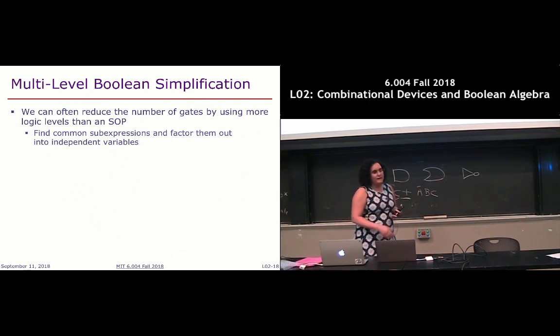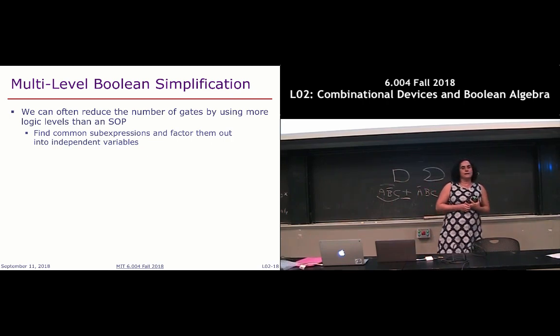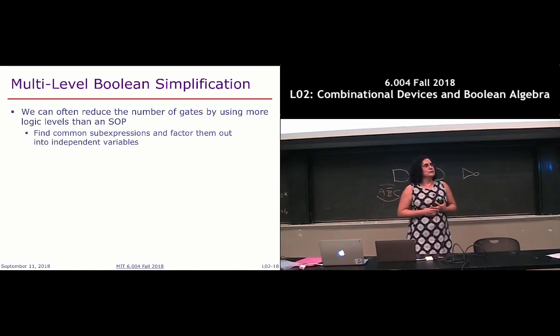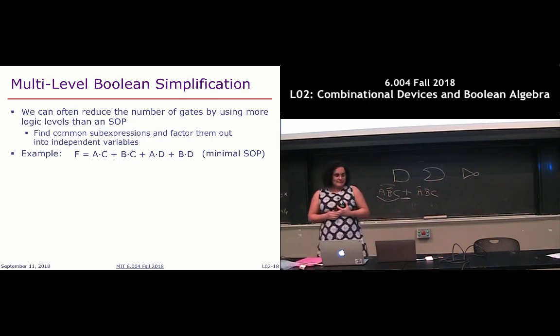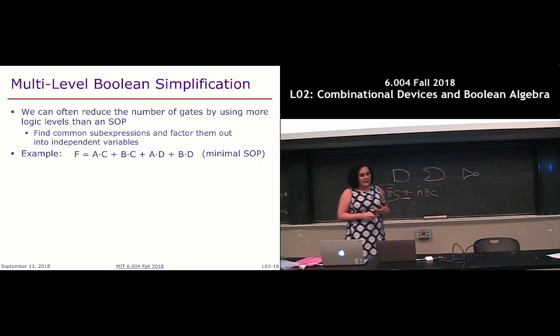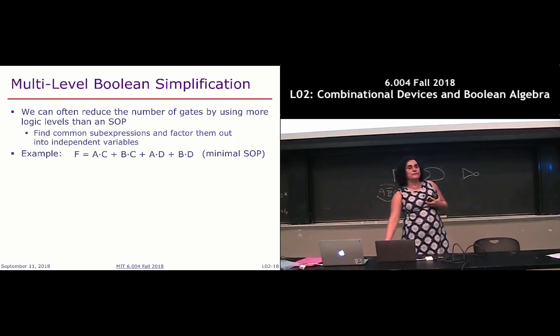And the last way that you can simplify Boolean expressions that we want to mention here, although there are others, is multi-level Boolean simplification. And the idea here is, suppose that I have this 4-term sum of products, and this sum of products is actually a minimal sum of products representation. So if I took it directly as a minimal sum of products and implemented it, I would have 4 AND gates and an OR gate at the end of it, so for a total of 5 gates.